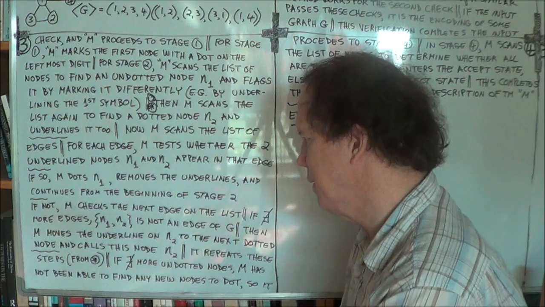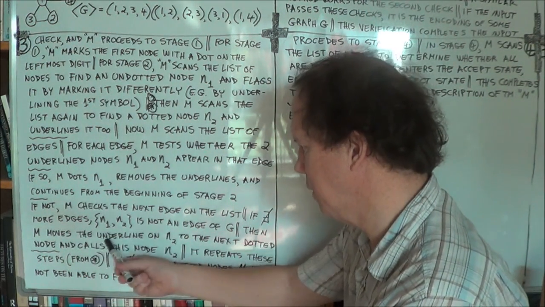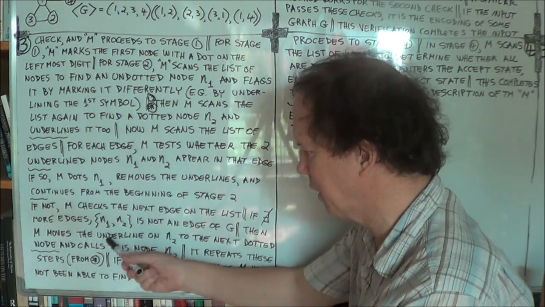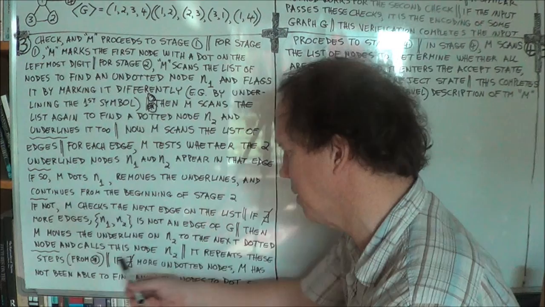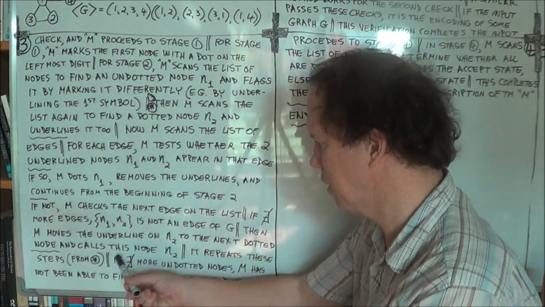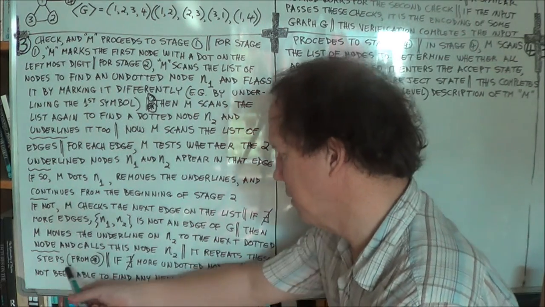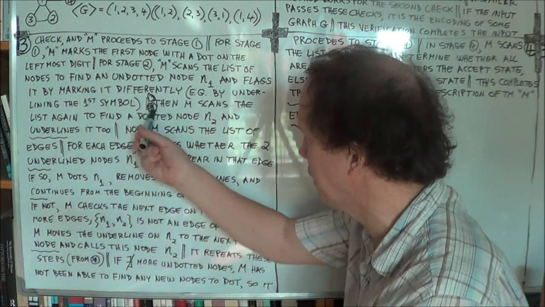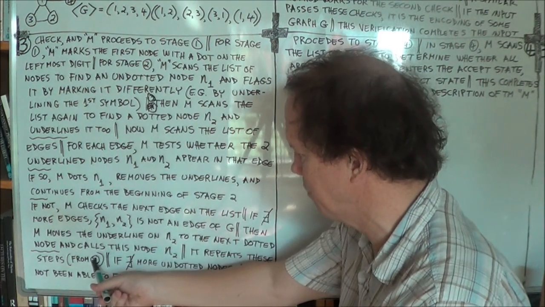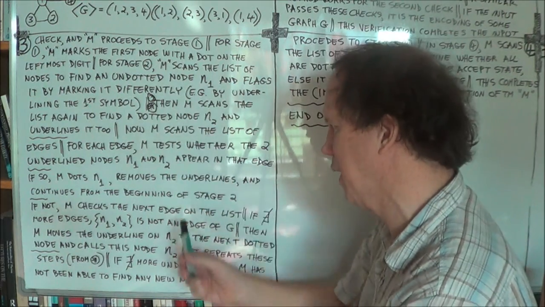Now it's not a disaster. So then what do you do? You move the underline, the marker of some sort that was on N2. You move it to the next dotted node, and you call that dotted node N2. And then you repeat from stage 3. You go back to here. I've marked it with this asterisk. So you loop back to here and go through it again.